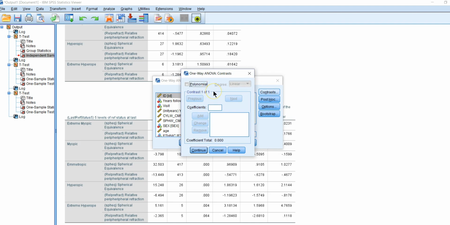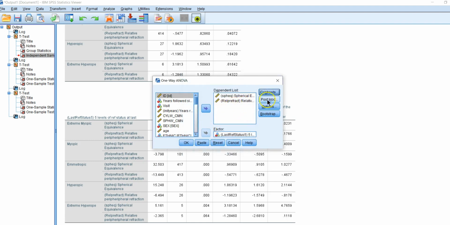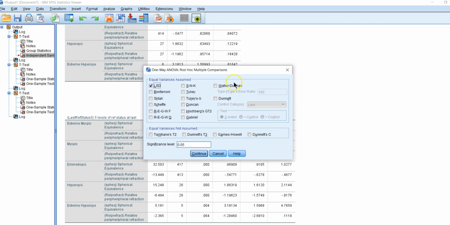If we were going to, for example, look at the linear relationship between these 5 groups, we could put in polynomial and we could determine if this is a linear relationship here, or a quadratic, or whatever. We're not going to do that at this point. Post hoc tests. These are all the multiple comparison types of tests that can be done.